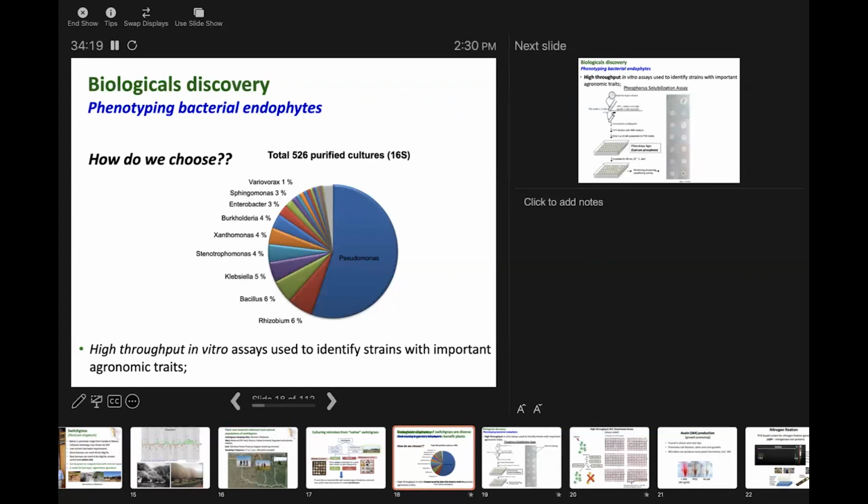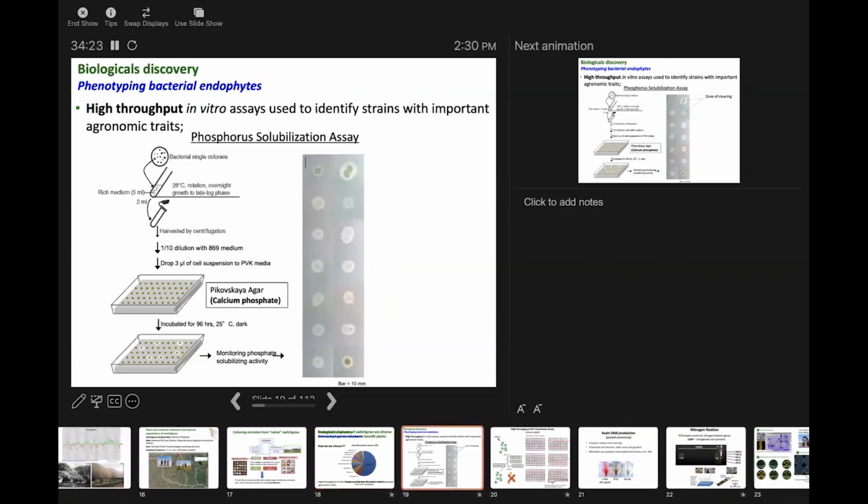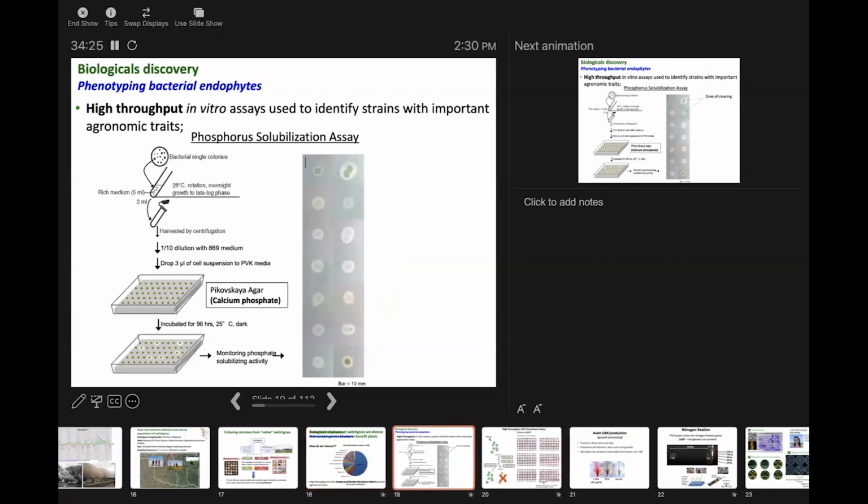So with these assays, I can say, well, I'll show you, as a matter of fact. This is one assay. This is in a petri dish, okay? And this particular one uses an agar, a media that's called PVK media. What that means is that it has phosphorus, a type of phosphorus that makes the media cloudy, okay?